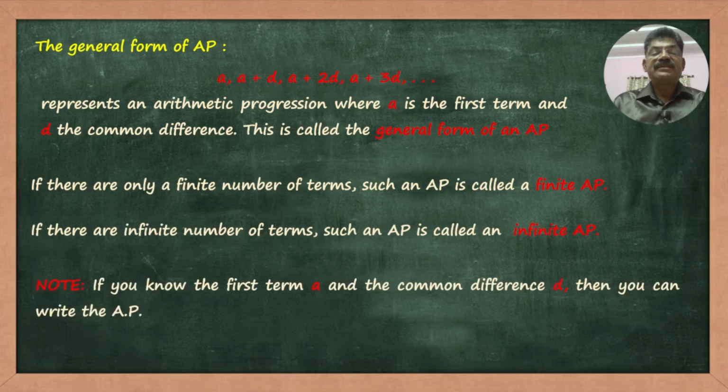If you know the first term A and the common difference D, then you can write the arithmetic progression uniquely. So if you are given the first term and the common difference, then you can easily write the corresponding arithmetic progression. Examples. A is equal to 6, D is equal to minus 3. The arithmetic progression is 6, 3, 0, minus 3, minus 6 and so on. So it is an infinite arithmetic progression.